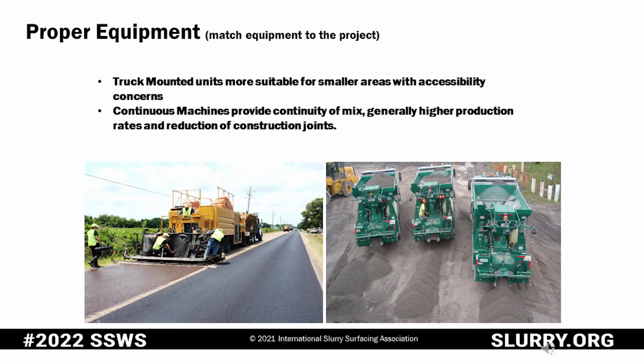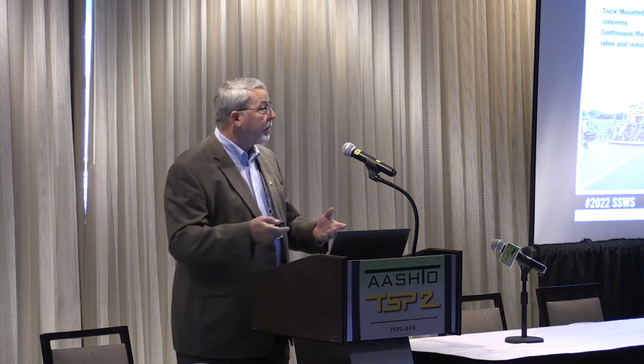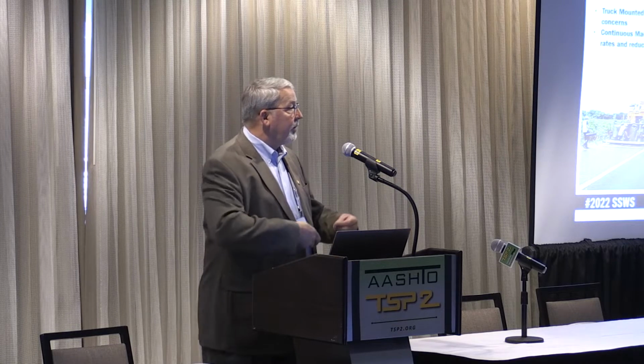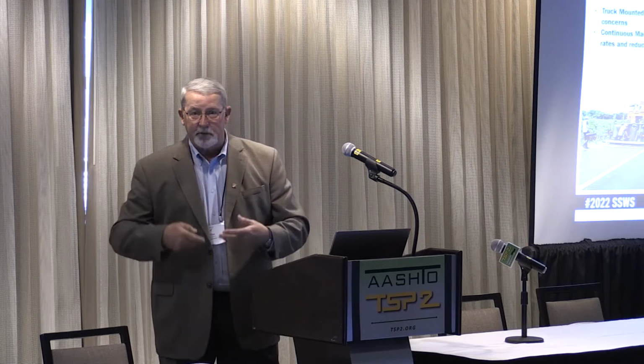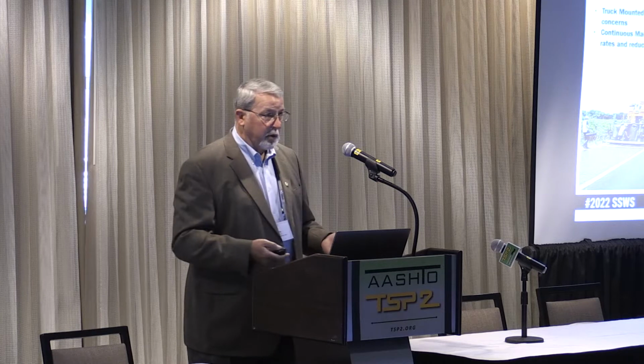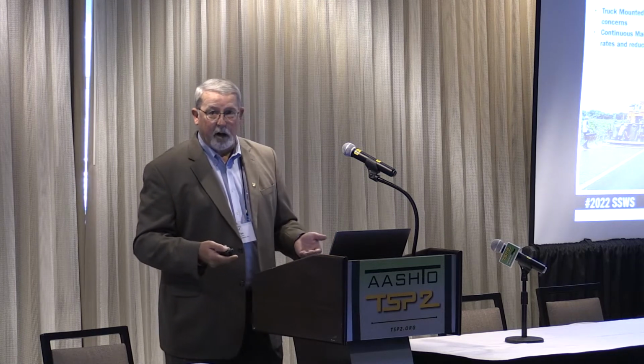Proper equipment, and what I say here is match equipment to the project. You've got continuous machines like you see on the left, and you have truck-mounted units on the right. They are both very capable of producing the same exact mix. But you may consider using truck-mounted units on smaller projects where you have to be a little more nimble, cul-de-sacs, crossovers, ramps, things of that nature. They're very handy for that. If you're on a bigger job, long pulls, the continuous machine may be the choice that you want to have. You may get a little better continuity of mix there because you only got one mixing vessel, and you definitely generally have higher production rates.